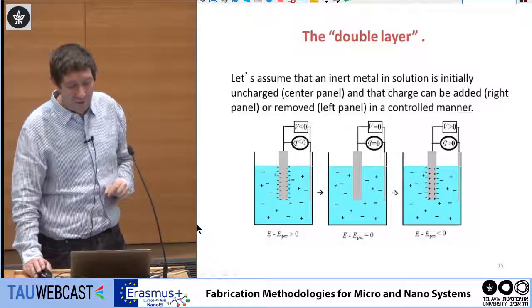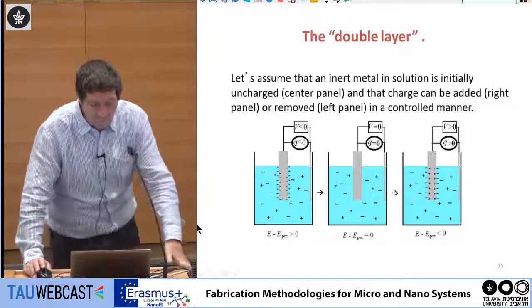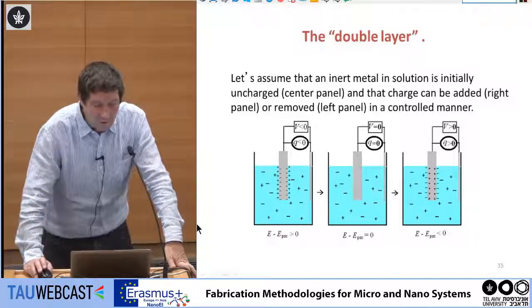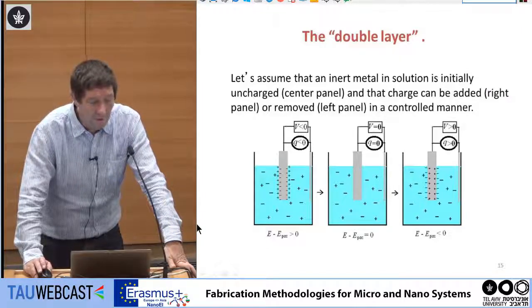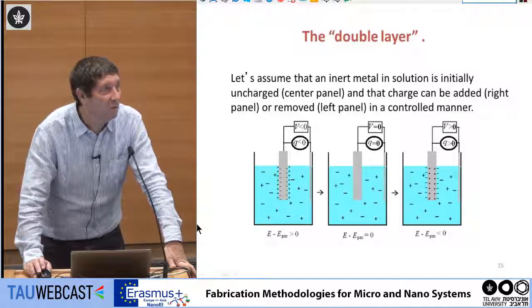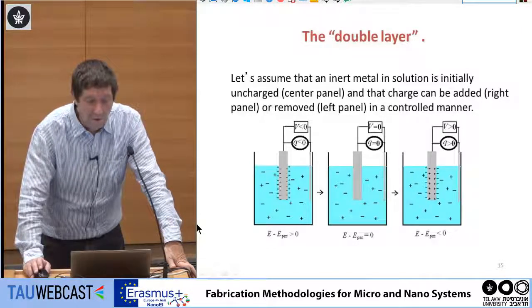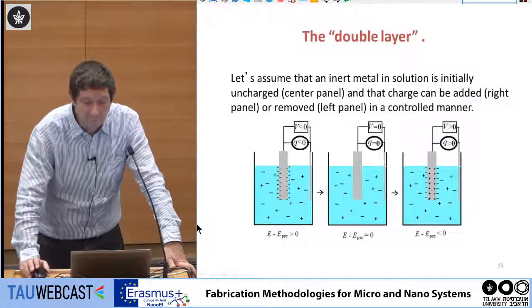So what happens if I take this electrode and put a negative voltage here? Then the electrode will be negative and the solution will be positive. In an ideal situation where the electrochemical potential of these two materials is the same, if I put a 0 voltage, then the charge here will be 0. And if I put a positive voltage, then the charge here will be positive.